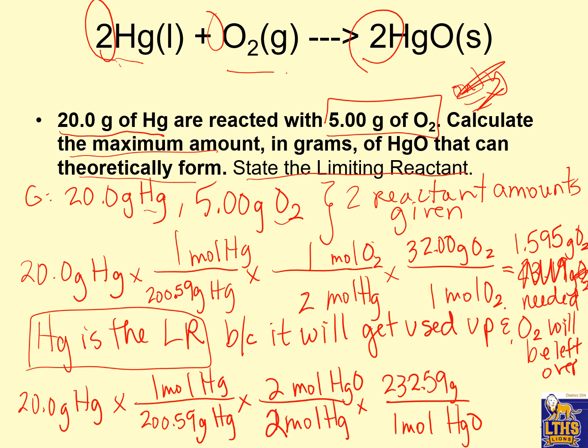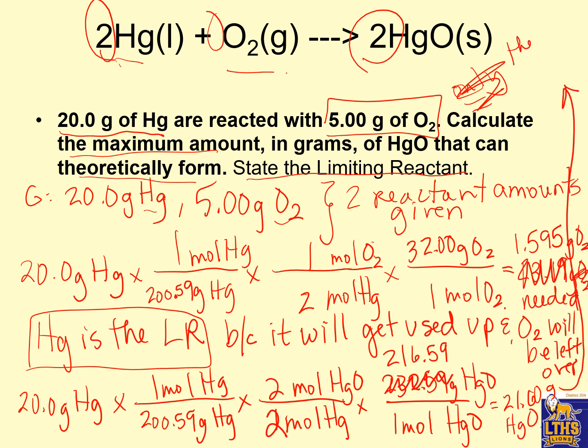232.59 grams of oxygen. Okay, I just realized that this is wrong. It's 216.59. You hear my dogs barking? They are barking away. Okay, I know I got it wrong, but I fixed it. 20 divided by 200.59 times 216.59 is 21.60 grams of mercury oxide is the theoretical yield. Okay, let me put this right up there. Theoretical yield.